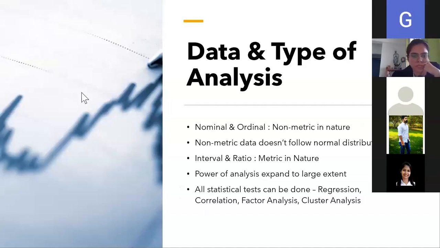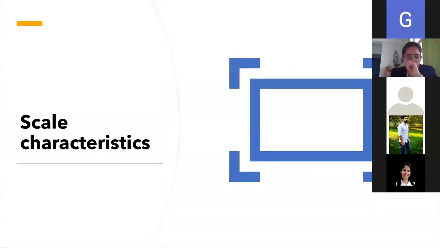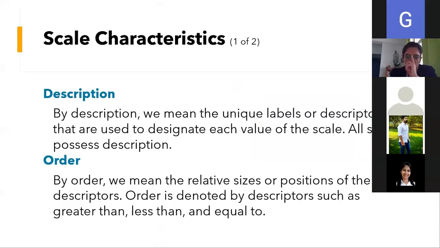Okay, next is data and type of analysis. We have already covered this: nominal and ordinal are non-metric data and don't follow normal distribution, whereas interval and ratio are metric data, and metric data gives you power of analysis. You can do all the tests like regression, correlation, factor, cluster, all these things through metric data. So there are certain scale characteristics, and I'm sure you'll be able to understand it now.